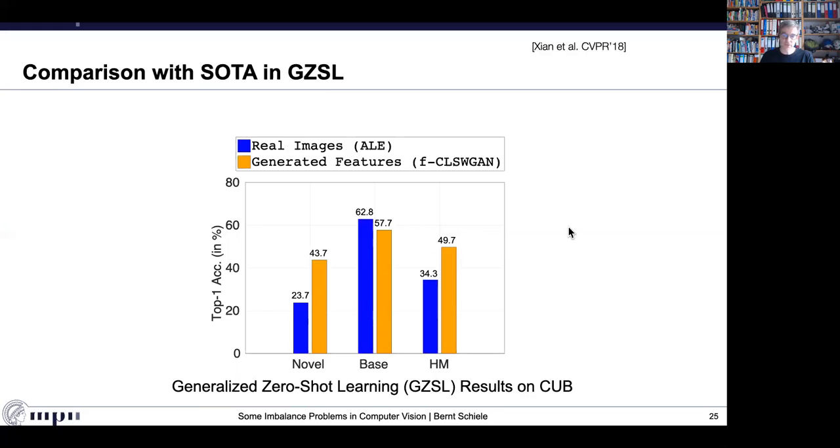Really, generating the features rather than generating the images gives us quite some performance boost. In that paper we also compared it briefly with generated images, and it's clear that generated images cannot give us anywhere close to the same performance.